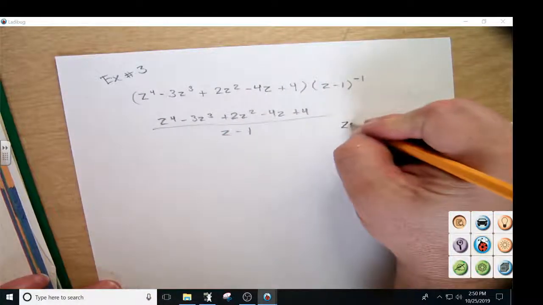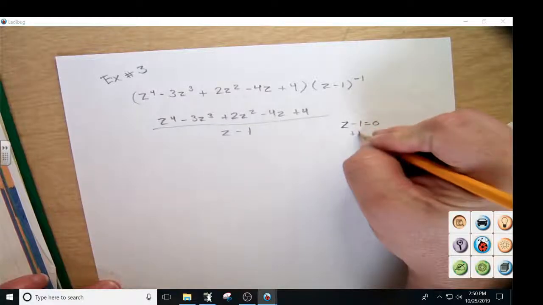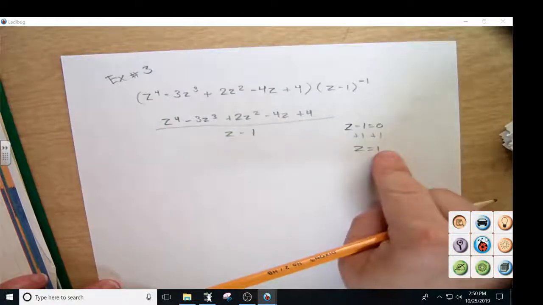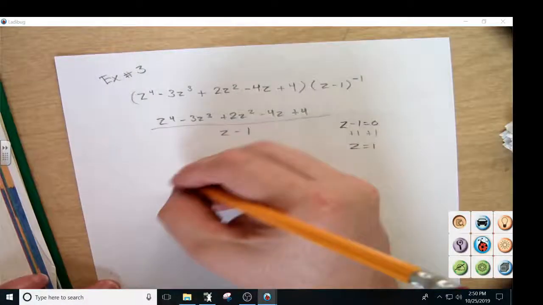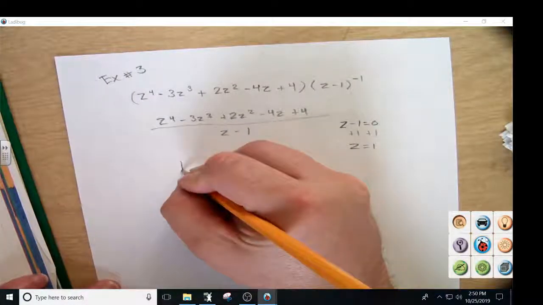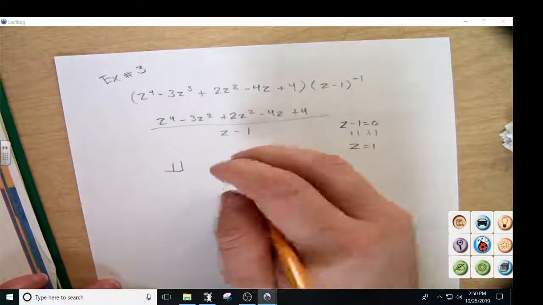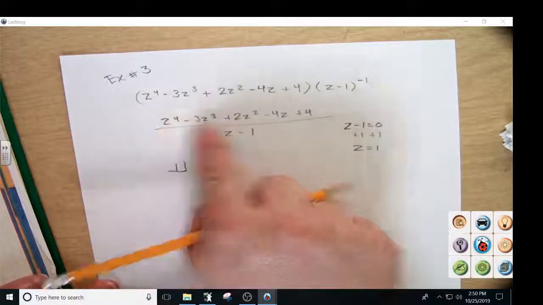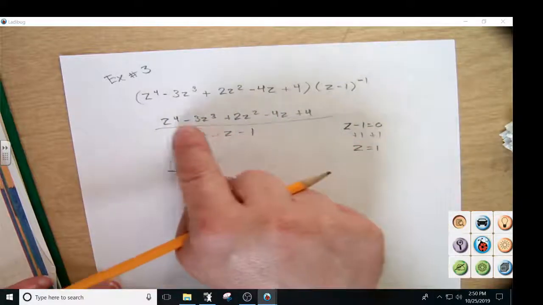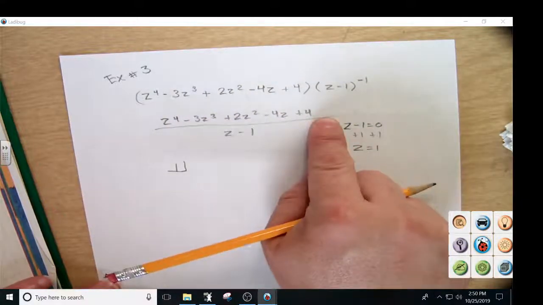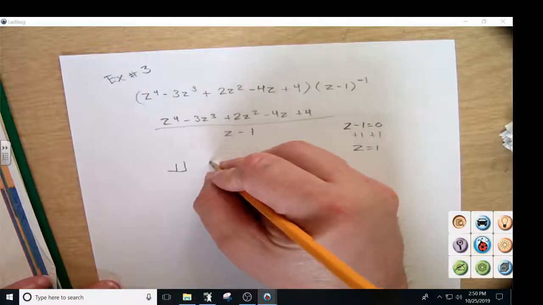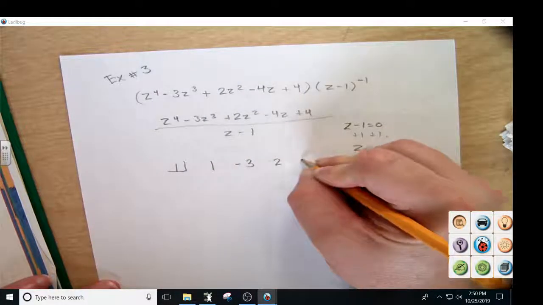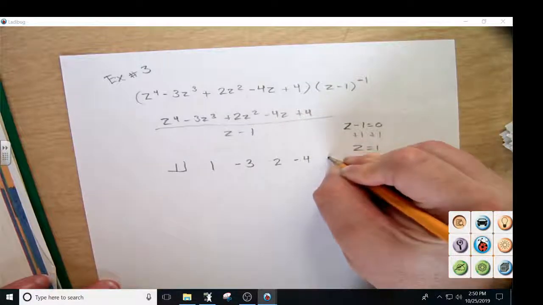Okay, so now this is our divider here, so we're going to set it equal to 0. So z minus 1 equals 0. Add 1 to both sides. Z equals 1. That's gonna be our little box guy here. So put a 1 here. Now start putting our coefficients. We're not missing any power, so we don't have to worry about putting zeros in. Fourth, third, second, first, constant, so we're good there. So that's going to be 1, -3, 2, -4, and 4.